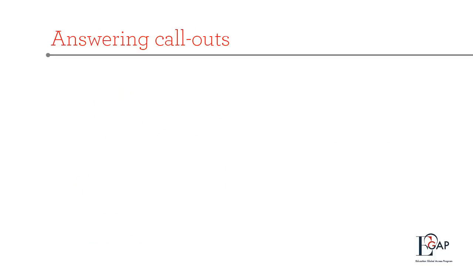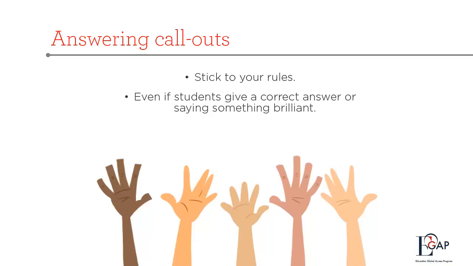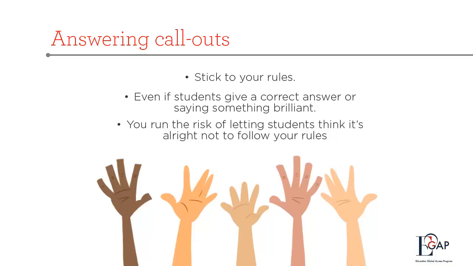If you require students to raise their hands before speaking, make sure you stick to this rule. When a student speaks out of turn, even if they are giving the correct answer or saying something brilliant, do not acknowledge it, except to tell them they have to raise their hand. Otherwise, you run the risk of letting students know it's all right not to follow this rule. You've got to be consistent.